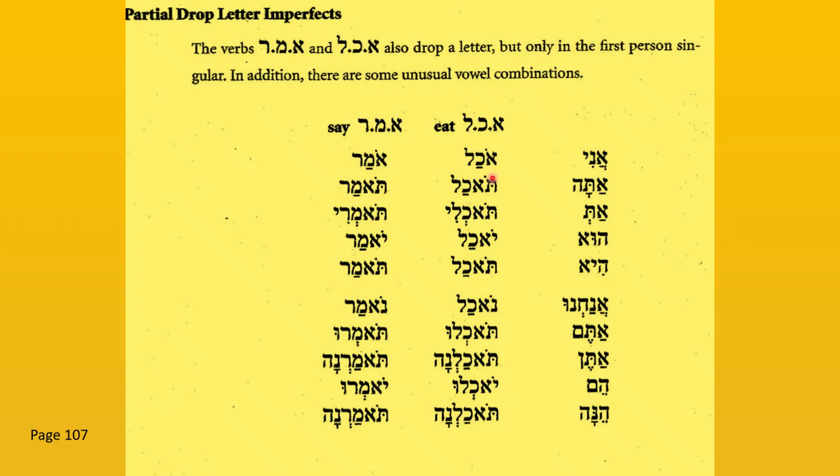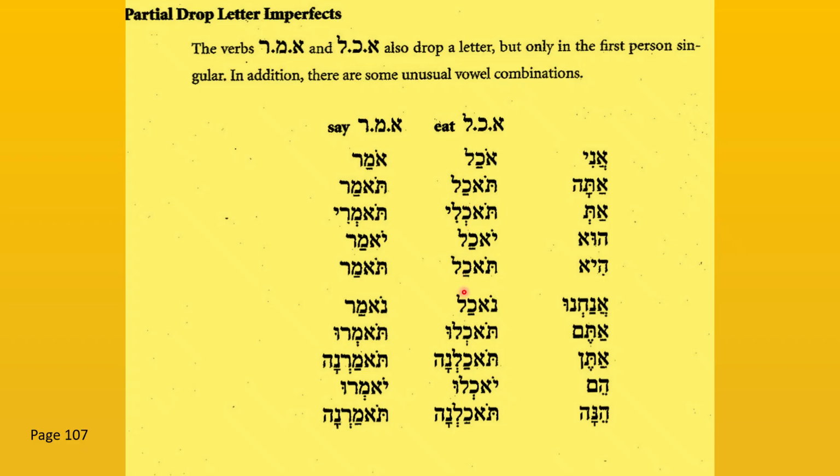So again, achal would be the past tense. Ochal is the first person singular imperfect tense. Achal would be third person, masculine, he. Ochal is first person, I. Okay. So that's the only thing you have to remember about it.